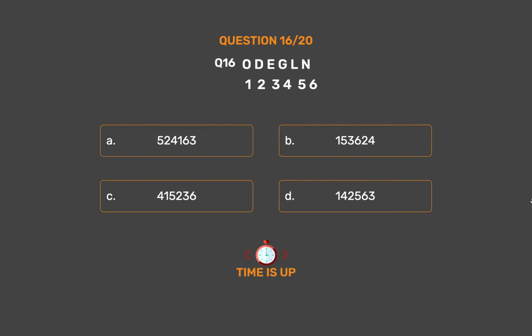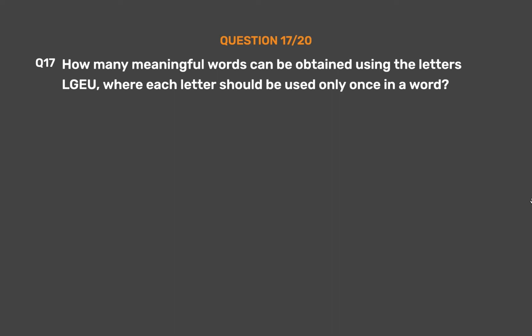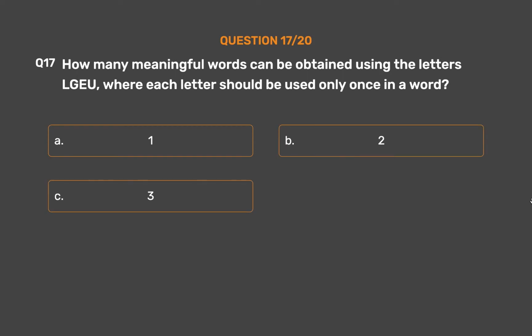The correct answer is option C. 4, 1, 5, 2, 3, 6. Question number 17. How many meaningful words can be obtained using the letters LJU, where each letter should be used only once in a word? Option A. 1. Option B. 2. Option C. 3. Option D. More than 3.